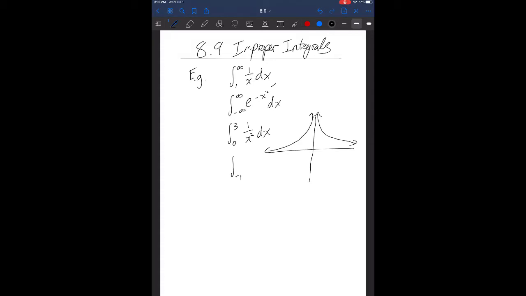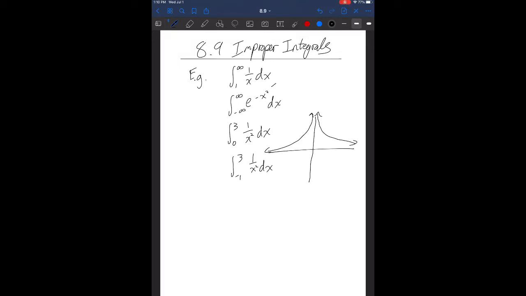Another example would be something like the integral from negative 1 to 3 of 1 over x squared still, because we do have this value of 0 in the middle of our bounds. So the place where the function will go up to infinity does not necessarily need to be one of the bounds, but if it is one of the bounds, this still counts as an improper integral.